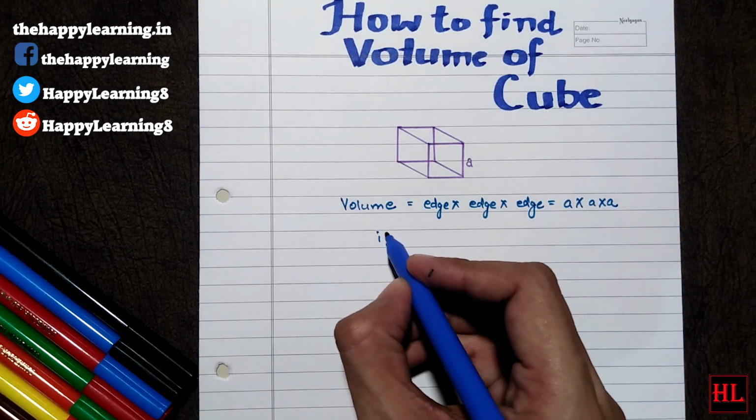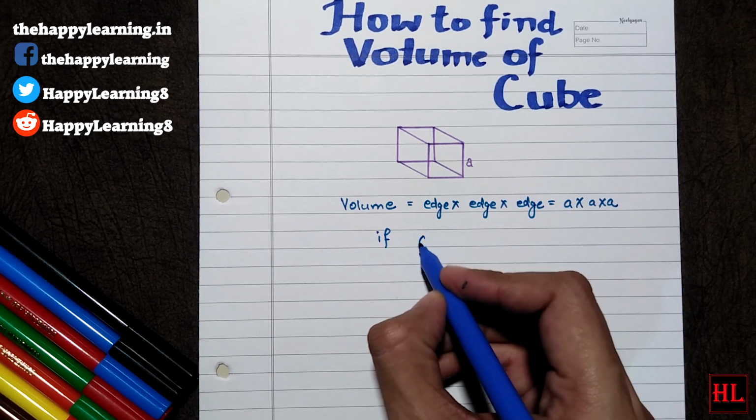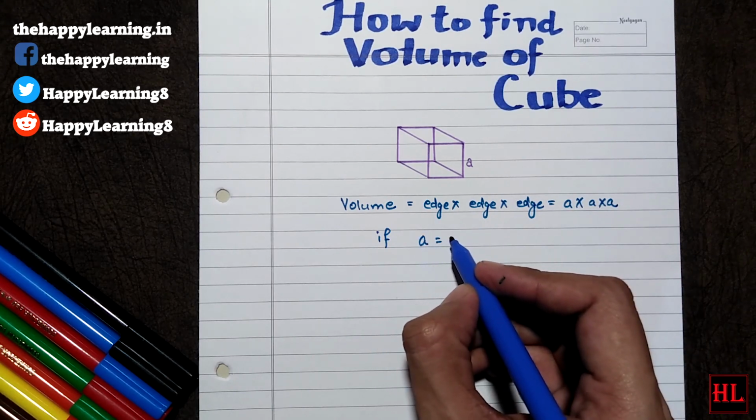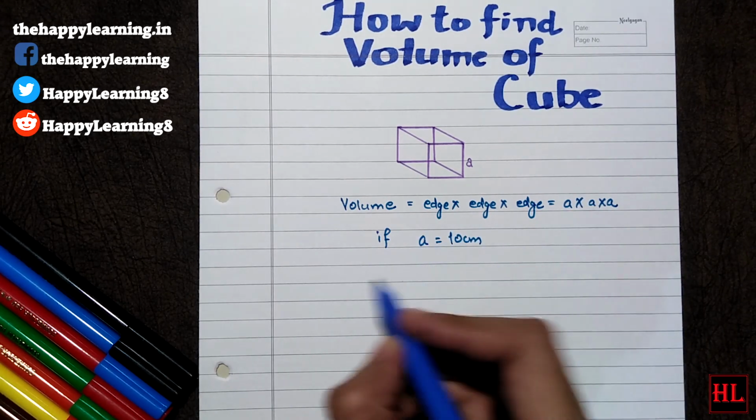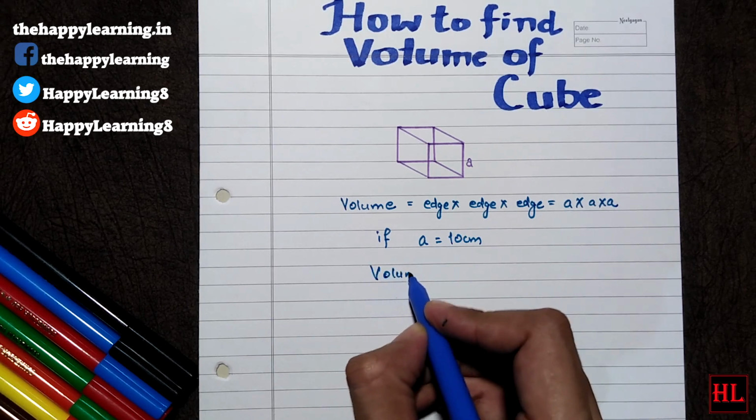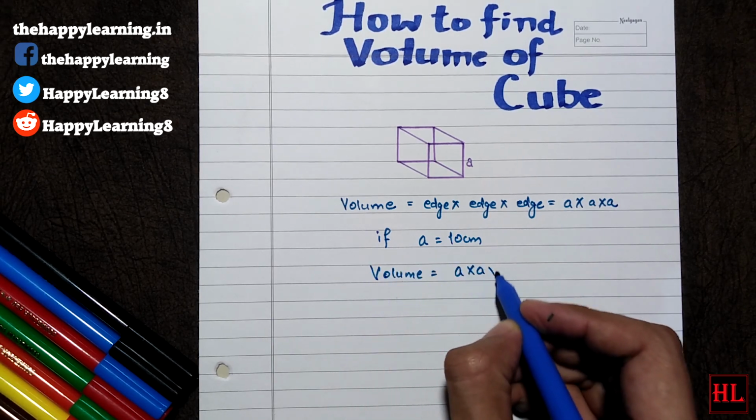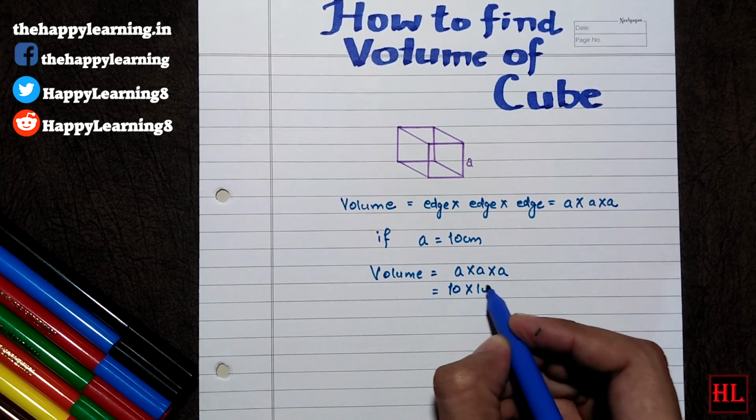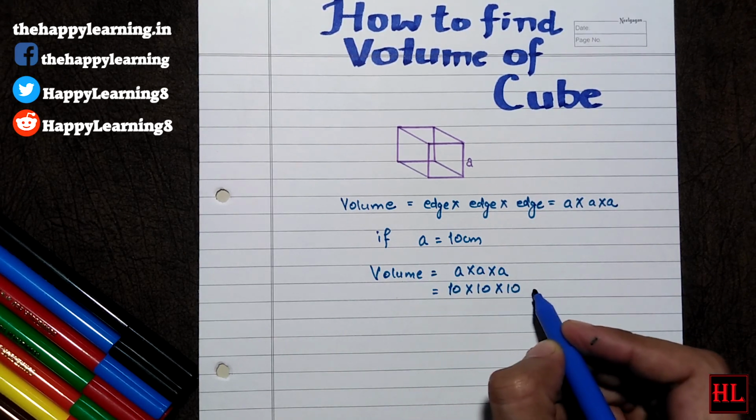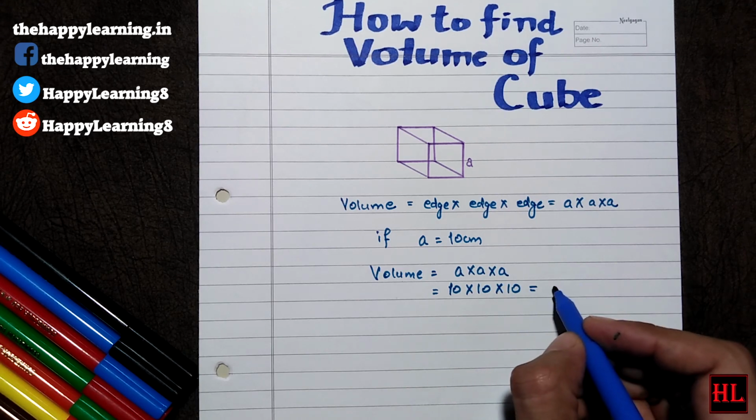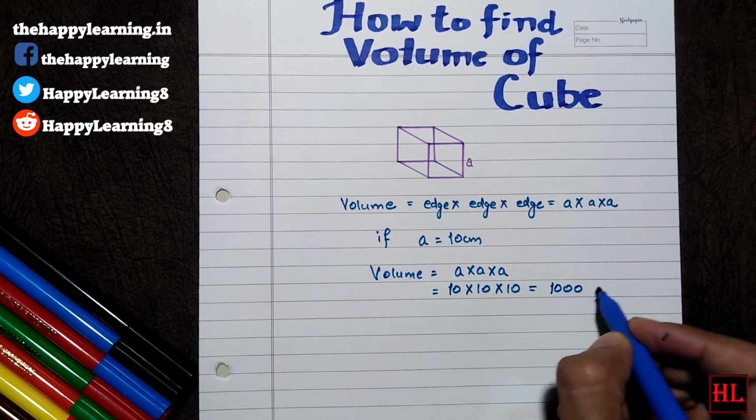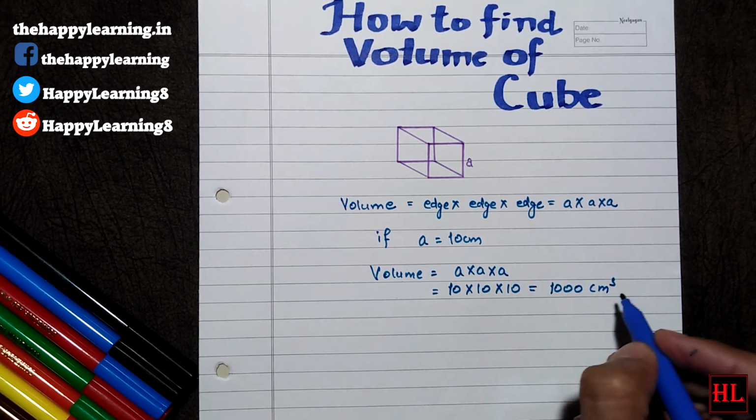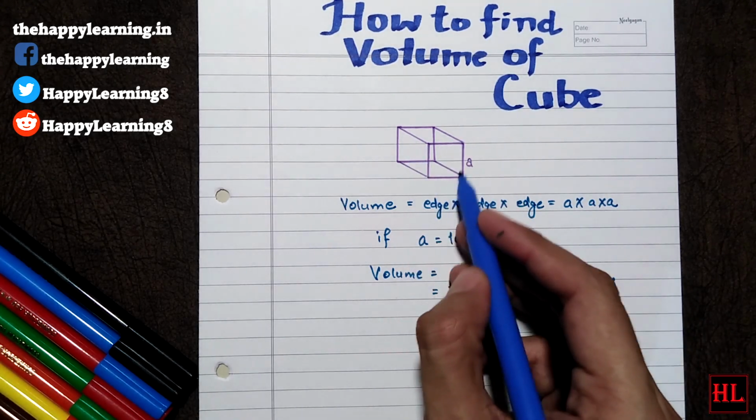So let's say if our cube has edge A equal to 10 centimeter, then the volume of our cube will be A multiplied by A multiplied by A, that is 10 multiplied by 10 multiplied by 10. On multiplying these values, we'll get 1000 centimeter cube. So that will be the volume of our cube.